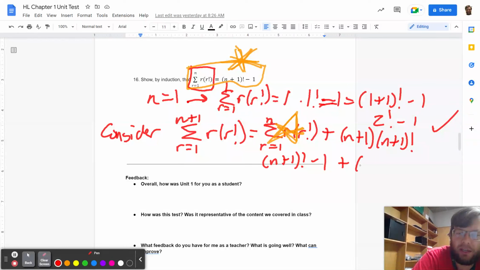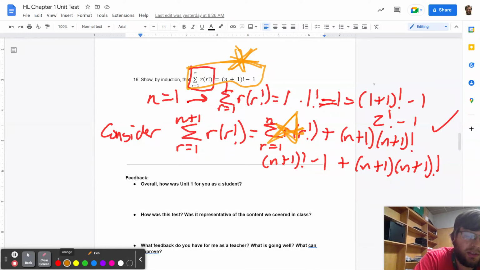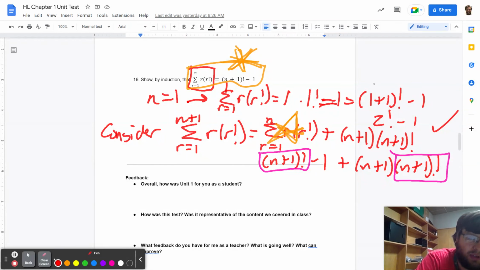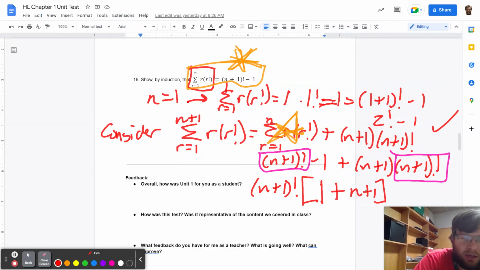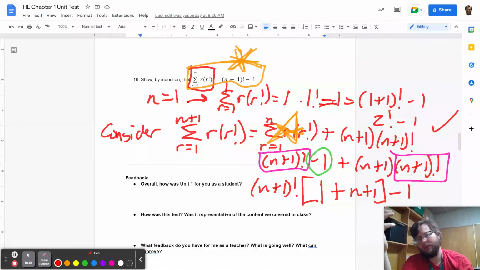The rest of it is n plus 1 times n plus 1 factorial. Take a second. What do they have in common? They have this pink business in common. And the pink business is n plus 1 factorial. So I factor that out. The first term had a 1. The second term had an n plus 1. Now, you might be wondering, I hope you're wondering, what the heck did I do with this negative 1? The answer is I did nothing with it. So I just am going to write it down. I couldn't factor it out because it wasn't attached to the common term of n plus 1 factorial.